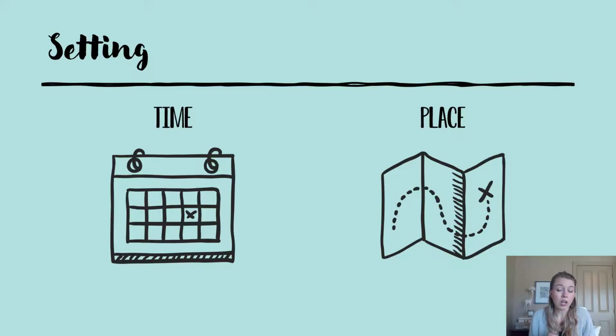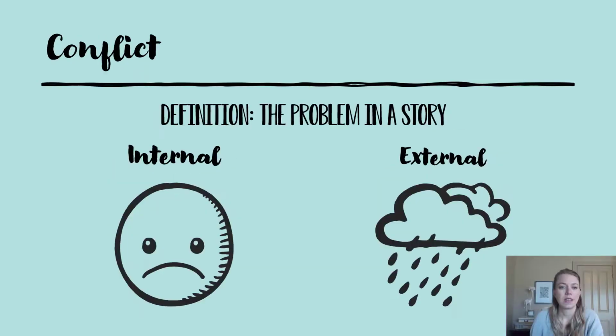We can also talk about even more specific places, like does it happen at the character's house, at the character's school? Did it happen at the science fair? All of those things are little pieces that fill in the setting puzzle.